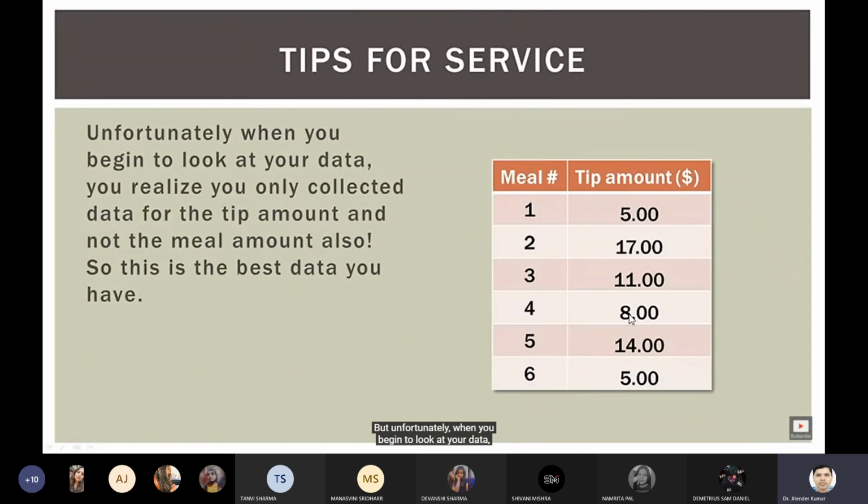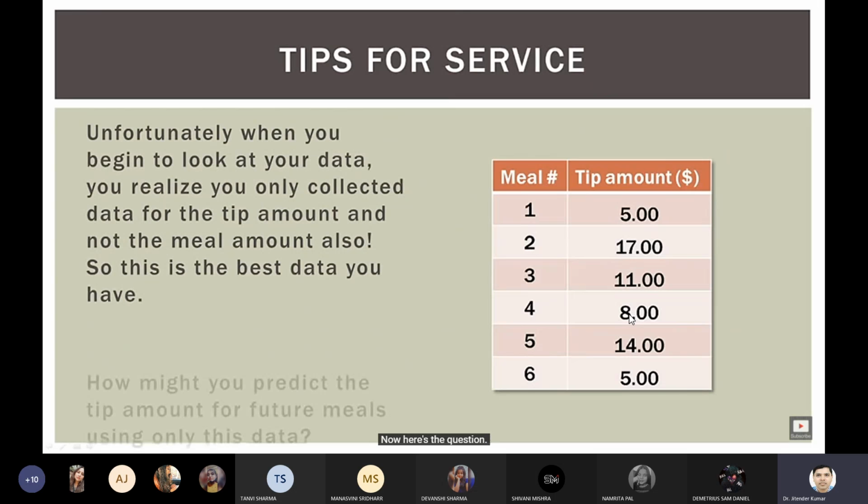But unfortunately, when you begin to look at your data, you kind of forgot something. You realize you only collected data for the tip amount and not the meal amount that goes with it. So unfortunately right now, this is the best data you have. So you have a random sample of 6 meals and the tip amount for each one of those meals. So $5, $17, $11, and so on.